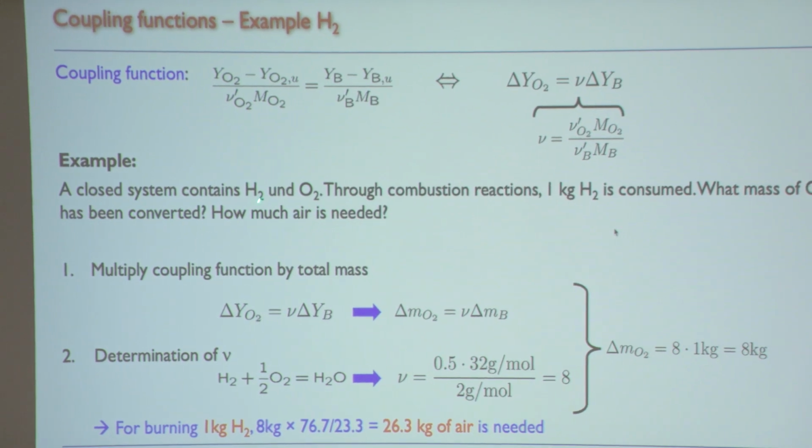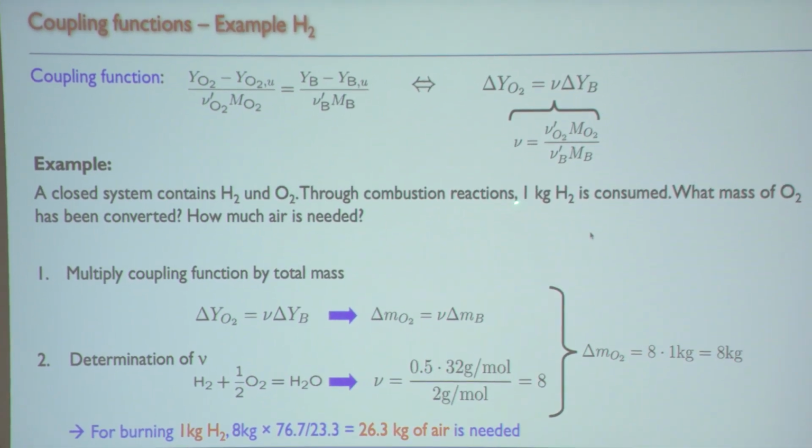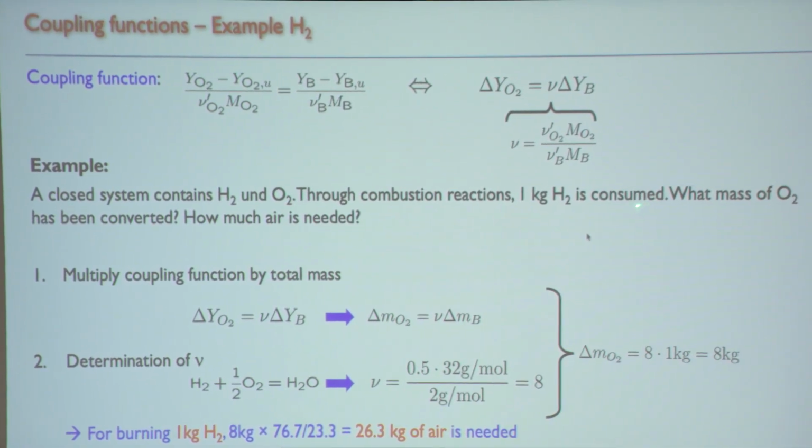Okay, good. Coupling function. Here's an example question. A closed system contains hydrogen and oxygen. Through combustion reactions, 1 kilogram of hydrogen is consumed.